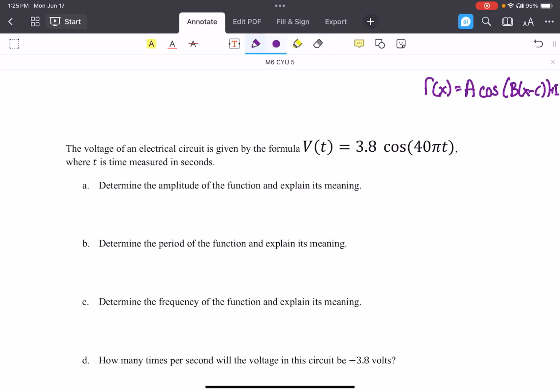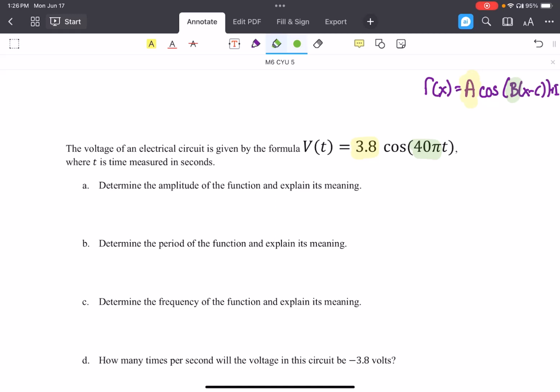Now, if I look at this particular function that I've been given, I'll notice right away I've got a 3.8, so that corresponds with the a value. The only other number that I see is a b value, and that would be the whole 40 pi. But there's no C and there's no D.